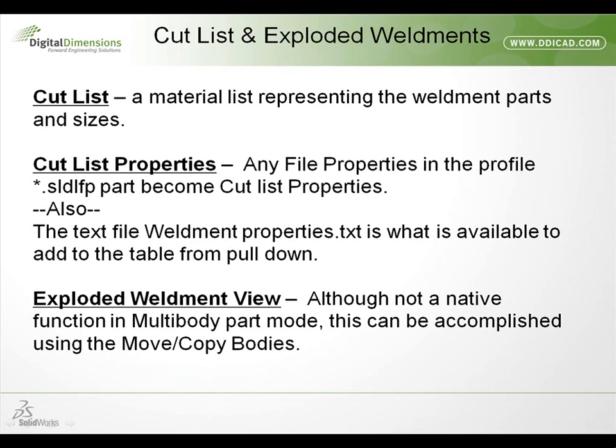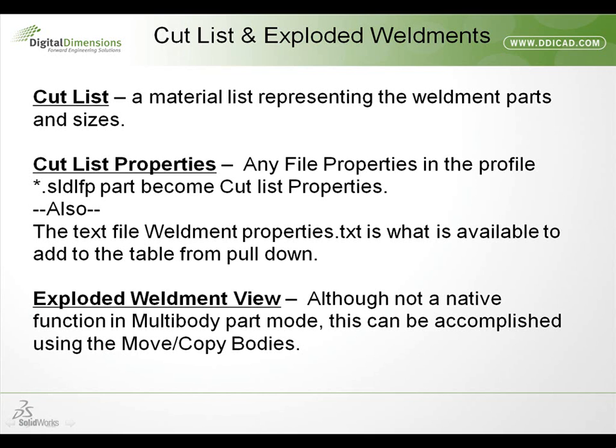When generating your own custom profiles, any file properties that exist at that library feature part will become cut list properties for any structural members utilizing that custom profile. Additionally, default properties can be added to the Weldment properties.txt, and you can find out where it's located from the Tools, Options, File Locations, and in the pull-down, Weldment Properties. Then when I go to assign my properties to my cut list items, those items will be available from the pull-down.